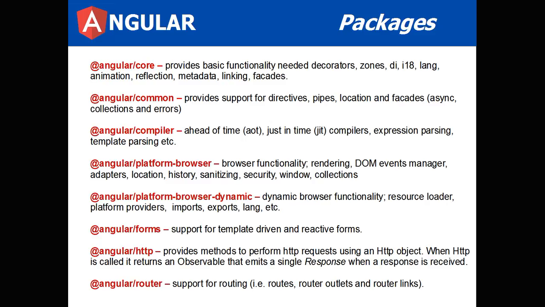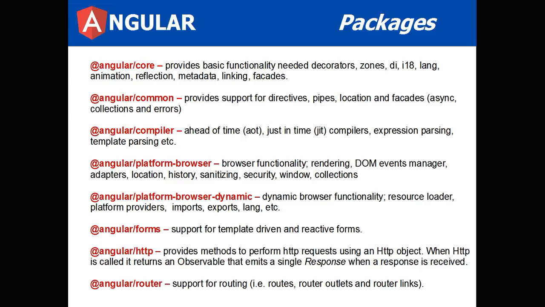Angular Core provides the basic functionality needed for decorators, zones, dependency injection, internationalization, language, animation, reflection, metadata, linking, facades. And by the way, there's something wrong with this slide. Animation has been pulled out of the core package with Angular 4, so I will change this view graph. Angular Common provides support for directives, pipes, locations, facades. And if you really want to know what's in these things, just go into your node modules and look at them to determine what's in there.